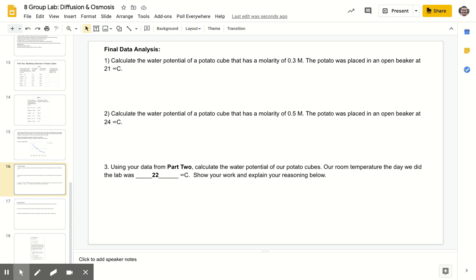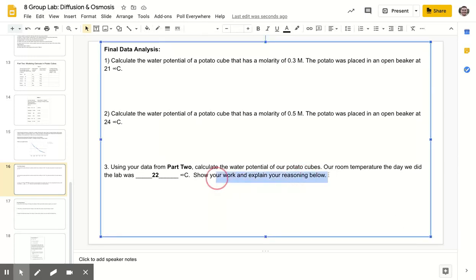Just wanted to create a quick video for you all in response to a question that I'm getting about your analysis questions from today's group lab. Specifically, a lot of people are asking about question number 3. Question number 3 says, using your data from part 2, calculate the water potential of our potato cubes. Our room temperature on the day we did this lab was, we're going to assume, 22 degrees Celsius. Show your work and explain your reasoning.